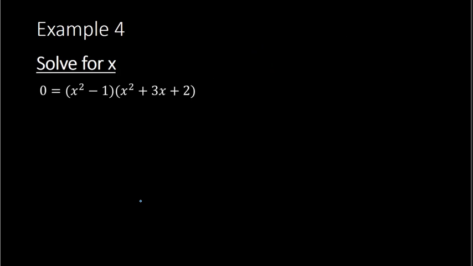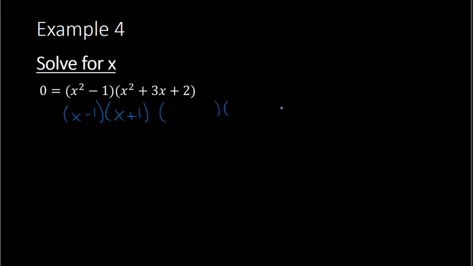Example 4. We have 0 equals x squared minus 1 times x squared plus 3x plus 2. So here we are already equal to 0, so that is good. And then we need to factor further. So from here, we notice x squared minus 1. We can take that further. x squared plus 3x plus 2, I can take that further as well. x squared minus 1 is a difference of squares. That would factor as x minus 1 times x plus 1.